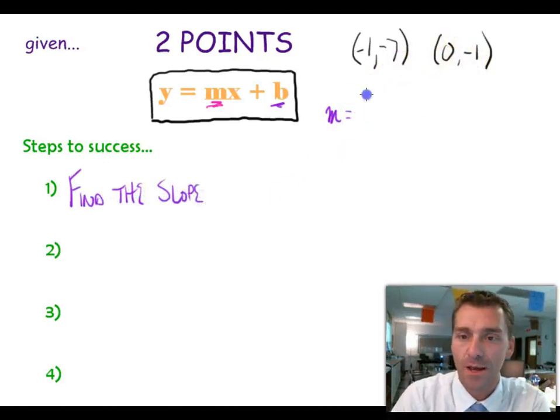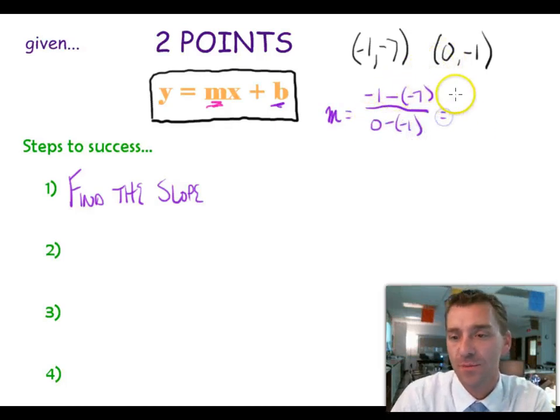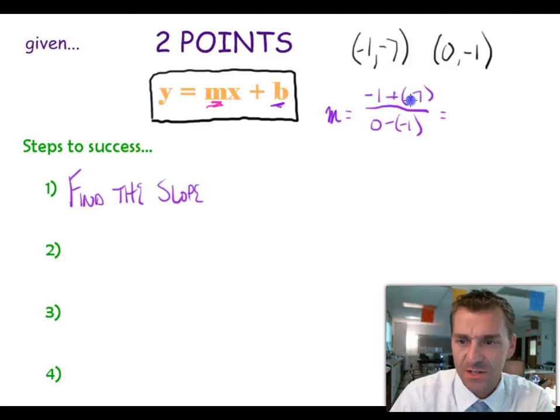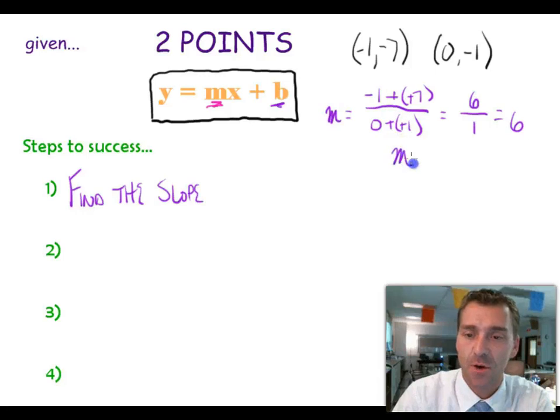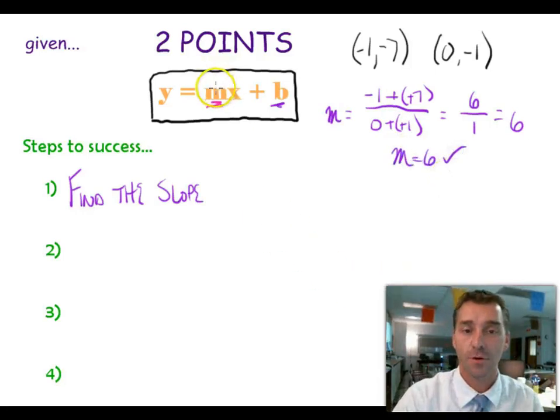y2 minus y1, I got -1 minus a -7 on top, changing y. And then 0 minus -1 on the bottom, which would give me then, if I add these together, that changes this to a positive 6 on top. Beautiful. And then 0 plus 1 gives me 1. So the slope is 6. So guess what? We're halfway home to solving this crime. We have our slope. Awesome.